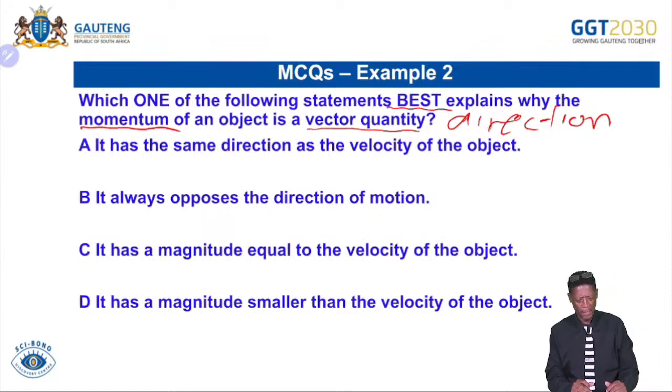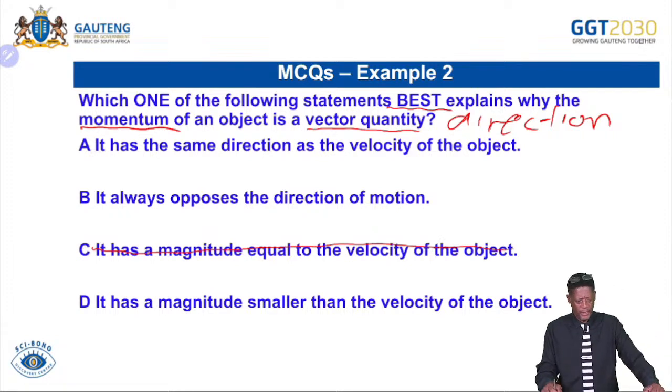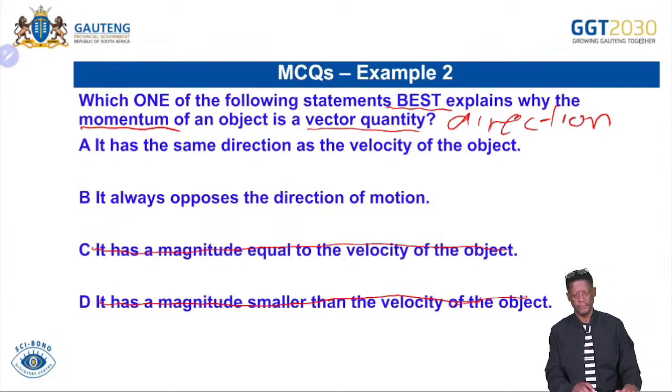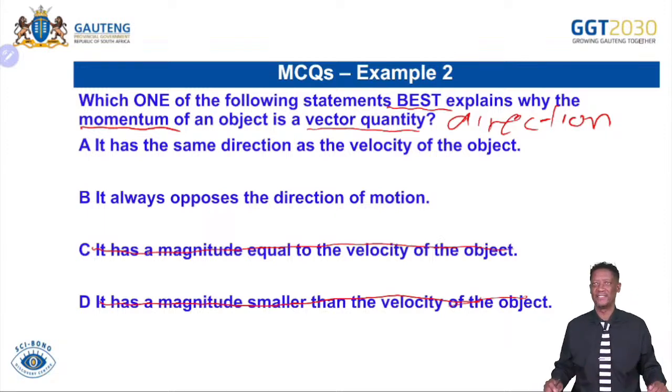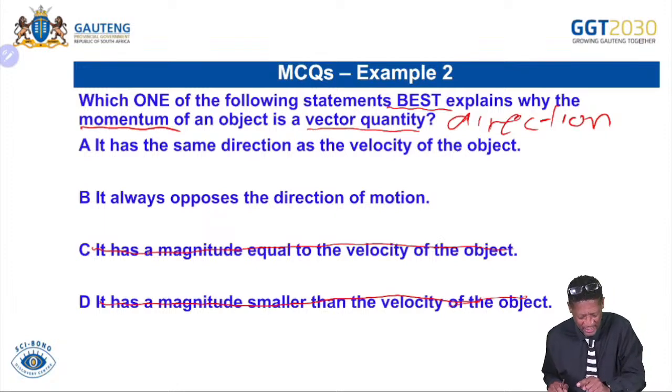Now let us go there. If you look at C, it has a magnitude equal to the velocity of an object. There's no direction there. We eliminate. D, it has a magnitude smaller than the velocity of an object. There's no direction there. We eliminate. Now, we've got A and B. They both have direction. Now we need to go back and read the question: which one of the following statements best explains why the momentum of an object is a vector quantity?